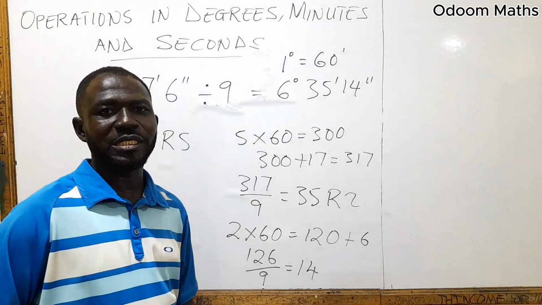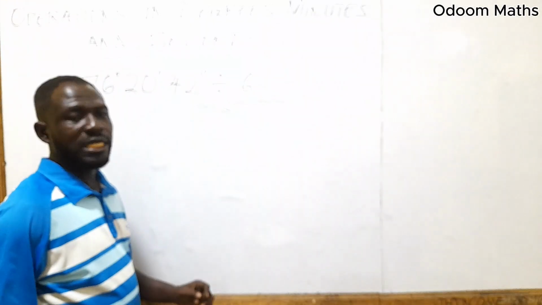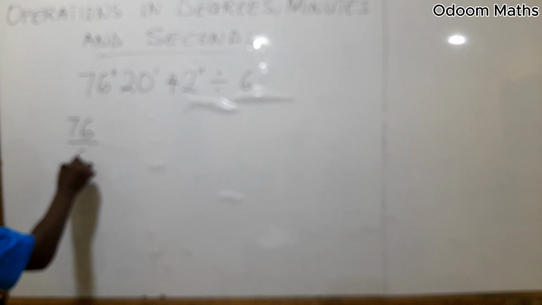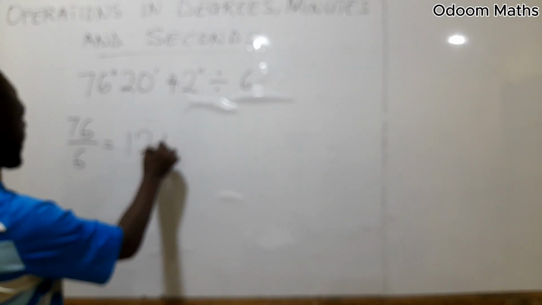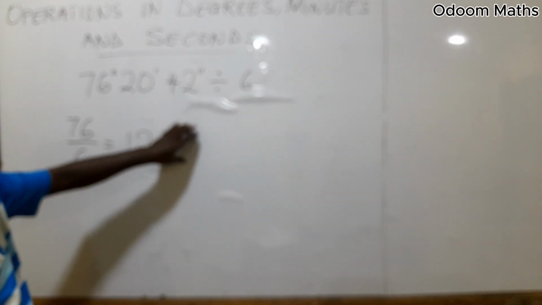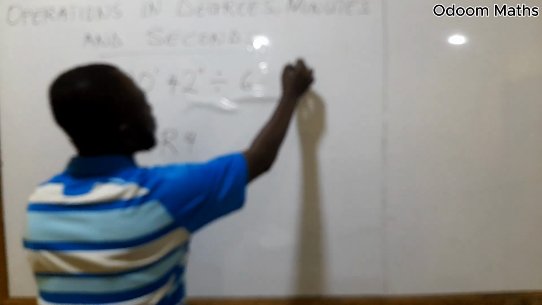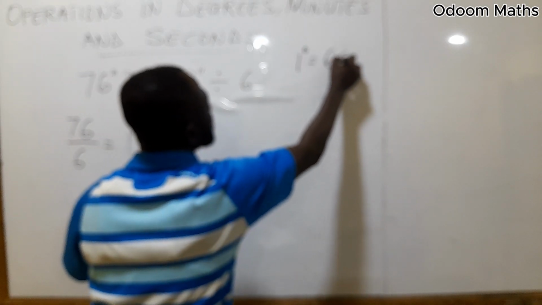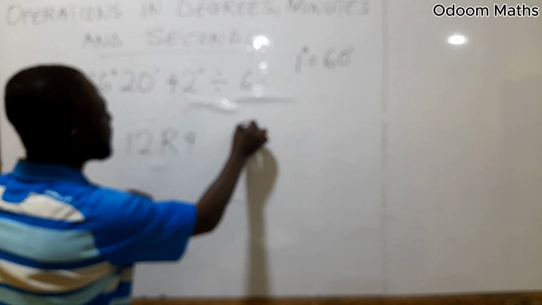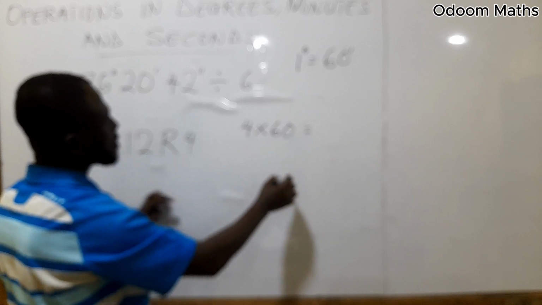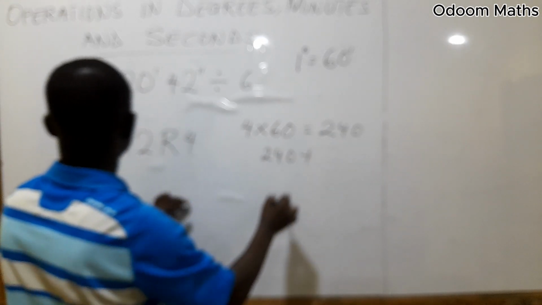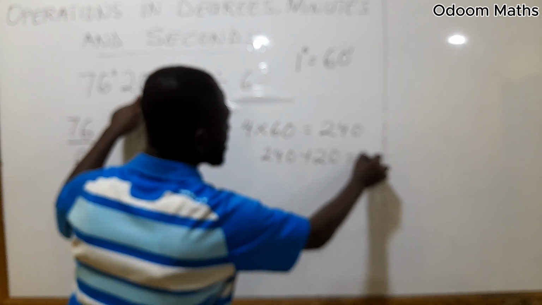Let's look at one more example. Like we did earlier, we start dividing from this one. 76 over 6 is 12, remainder 4. This should move to this side. We said 1 degree equals 60 minutes, so we multiply by 60. 4 times 60 becomes 240. Then 240 plus 20 becomes 260.